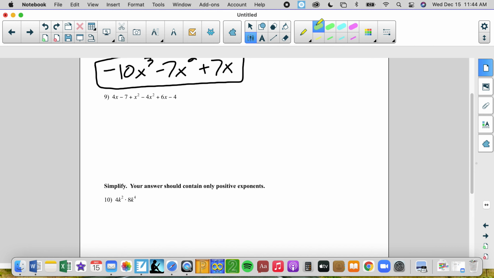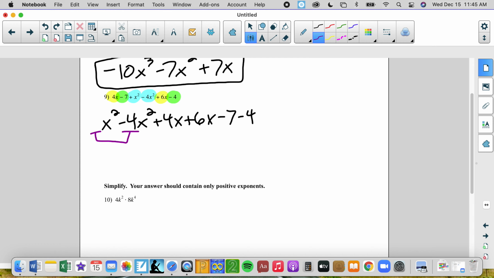Last one to pair up. We've got a 4x and a 6x. We have a -7 and a -4. We have an x squared and a -4x squared. So x squared minus 4x squared plus 4x plus 6x minus 7 minus 4.